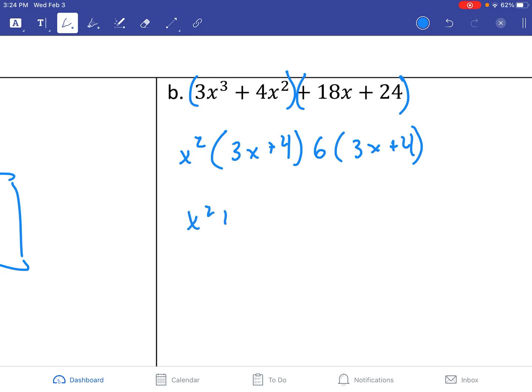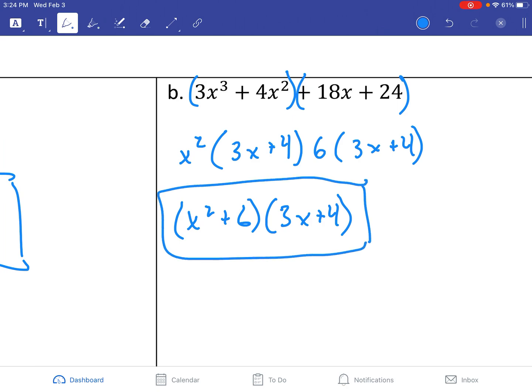I take the parts that are on the outside, the x squared plus 6, and the parts that are left over, 3x plus 4. Now, one thing you have to look for is that piece, the x squared plus 6, is that factorable? Is it a difference of 2 squares, which can happen? If it is, you have to factor it. In this case, x squared plus 6 is not a difference of 2 squares. It's not even a difference. All right. So there's nothing else you can do with it, so you leave it just the way it is. This becomes your answer.